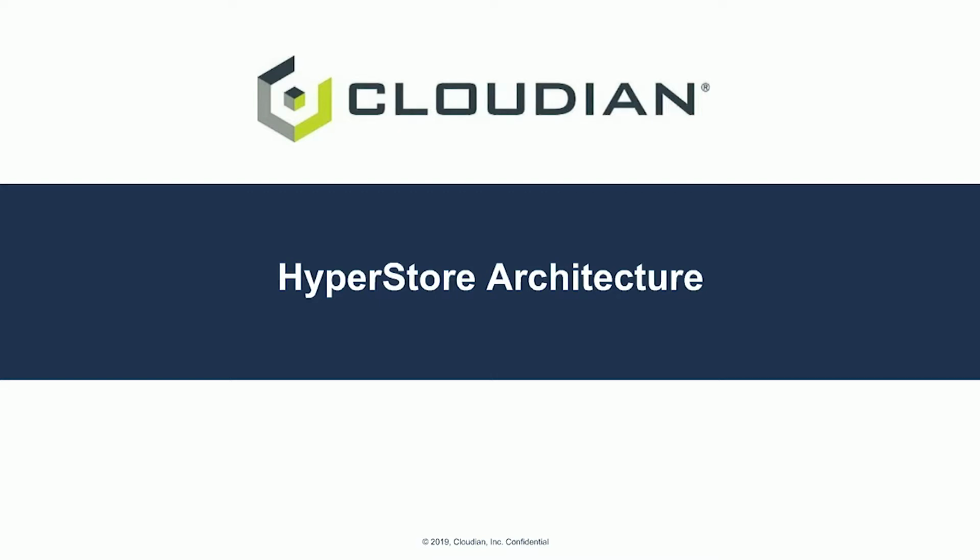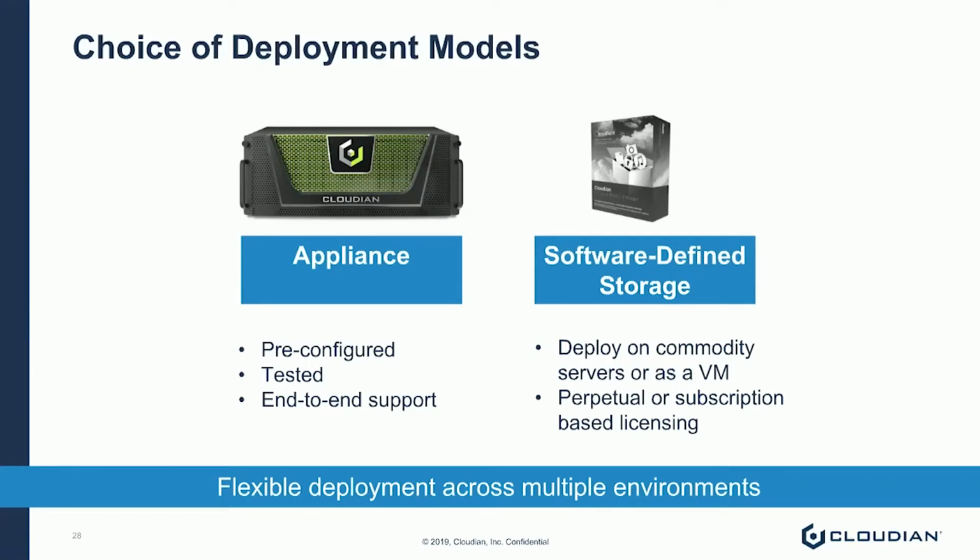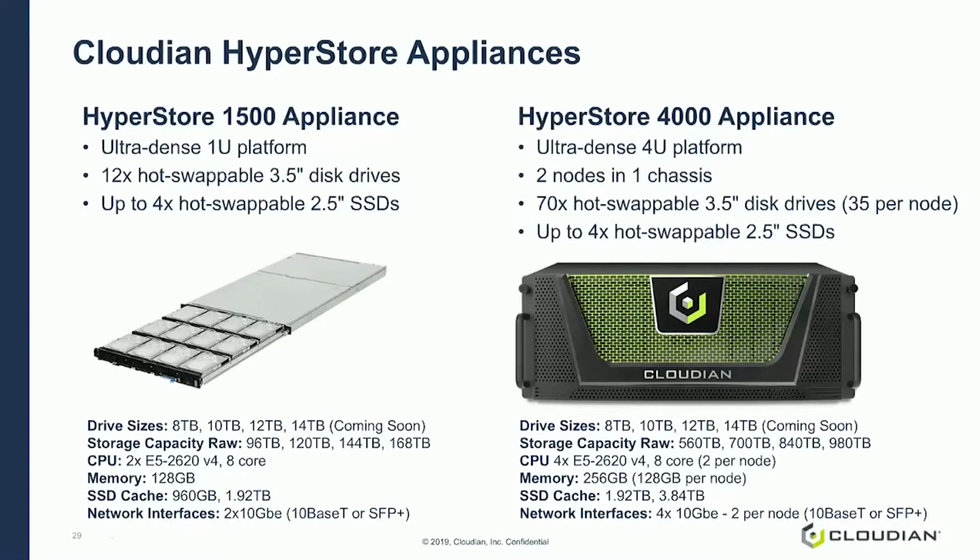So I'm going to talk now a little bit about the HyperStore architecture. There are a number of different ways we can deploy HyperStore. We can provide hardware appliances that are pre-configured and tested, or we can run as software only and install on any x64-based architecture. If we look at our hardware-based appliances, we have two models available today.